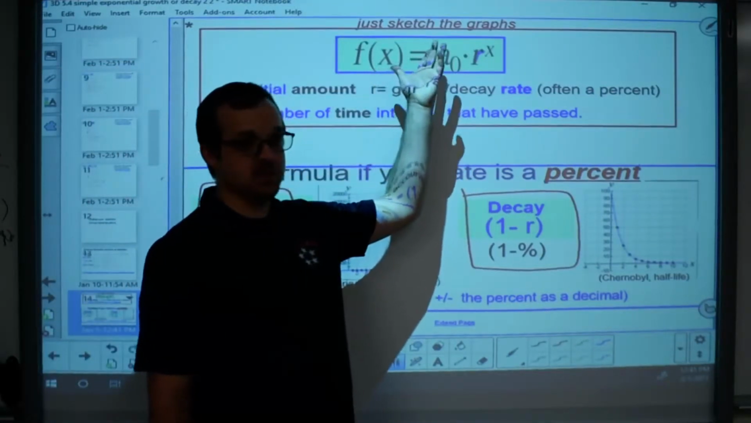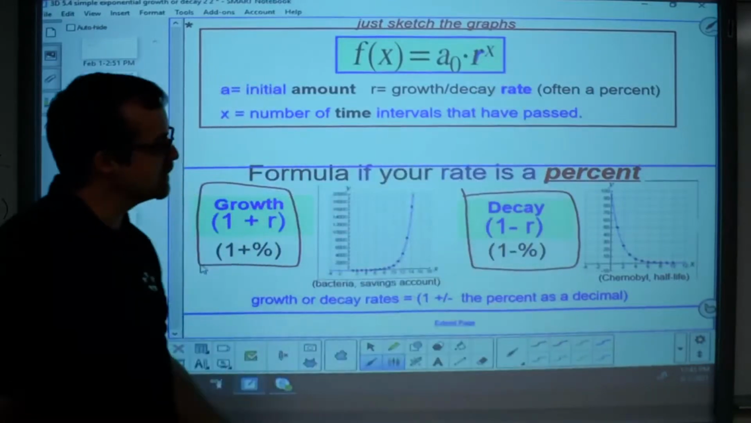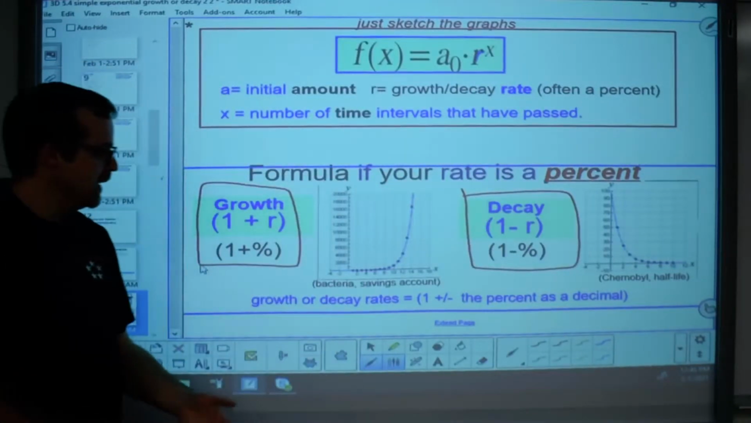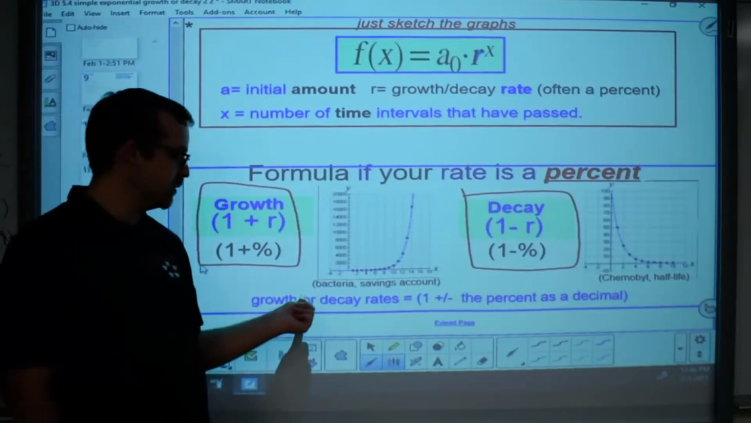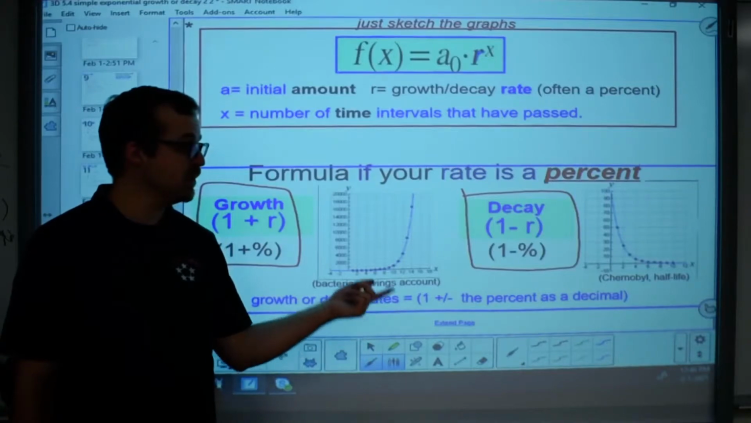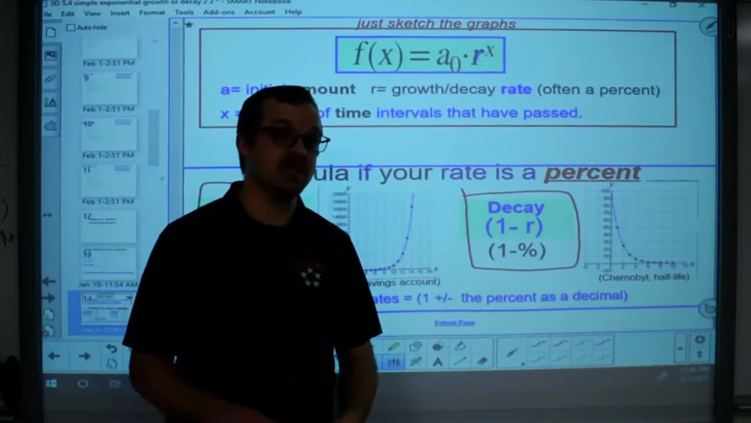We see that f of x for exponential equations, we have f of x equals the initial amount times the rate to the power of x, with all that stuff up there for you again. This is specifically what we're going to get into. But basically, you're going to find your growth or your decay rate, if it's given to you as a percent. You're going to find that by doing either 1 plus or minus the percent as a decimal.